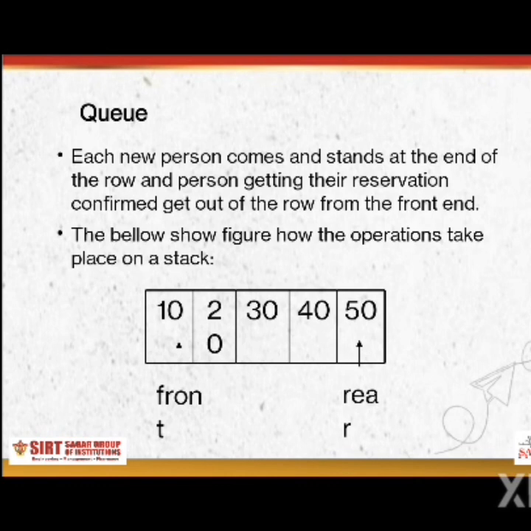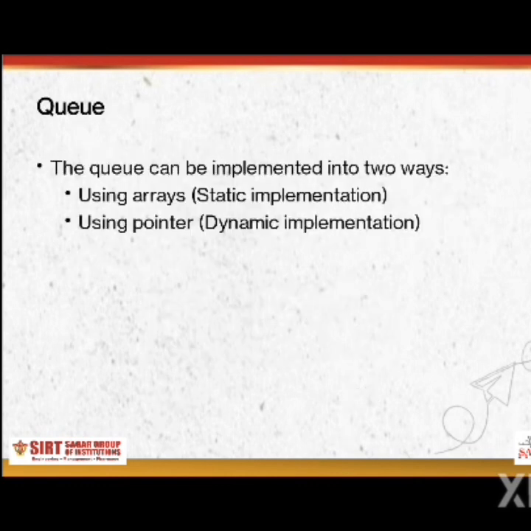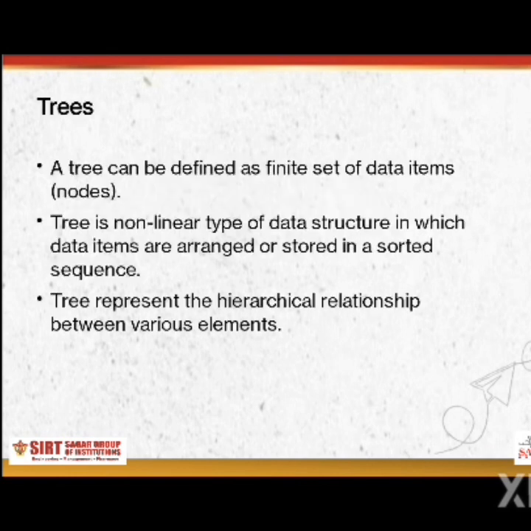The figure below shows how the operation takes place. This is the front and this is the rear. So the queue is again divided into two parts, static implementation and dynamic implementation. We can implement a queue by using two things, array and pointer. The array is called static implementation and the pointer is called dynamic implementation.